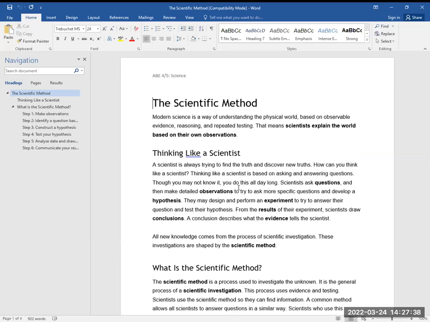Okay, so the scientific method is, as we go through this, basically modern science is a way of understanding the physical world based on observation, on evidence, on reasoning, and repeated testing. That means that the scientists explain the world based on their own observation. So does that mean that you look at a chair and you think it's red and it's automatically red, or just because the scientist said so it becomes red? No, it needs to have observable evidence, it needs to have reasoning, and it needs to have repeated testing.